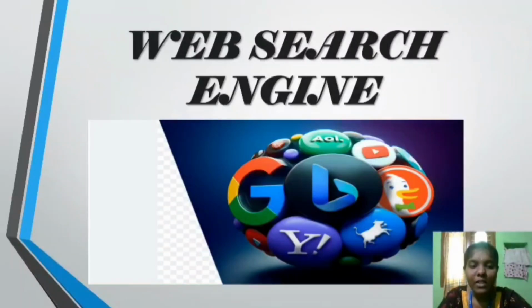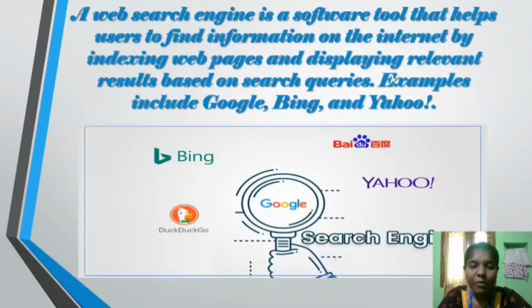Types of search engines. There are several types of search engines, including general purpose search engines like Google, Bing, and Yahoo. There are also specialized search engines like image search engine, video search engine, and academic search engine. Some search engines are designed for specific industries or regions.